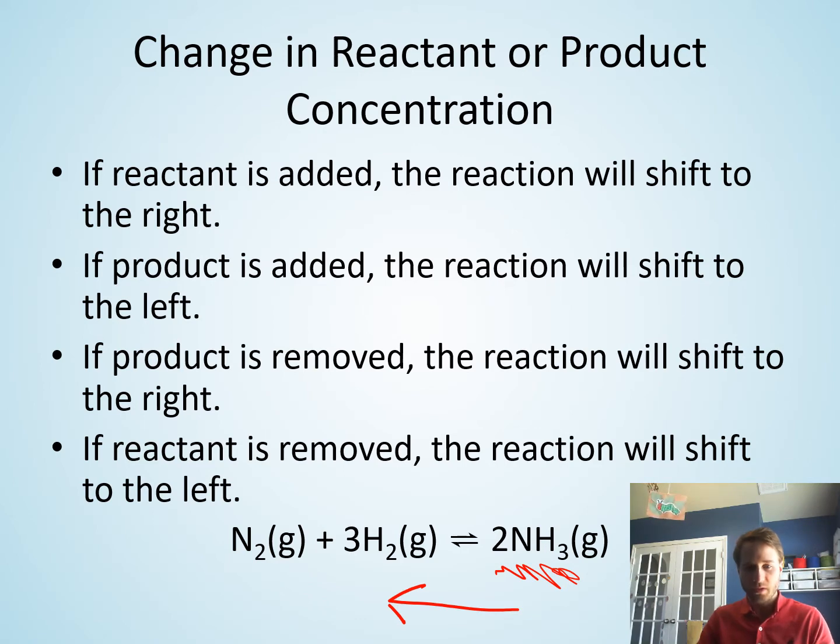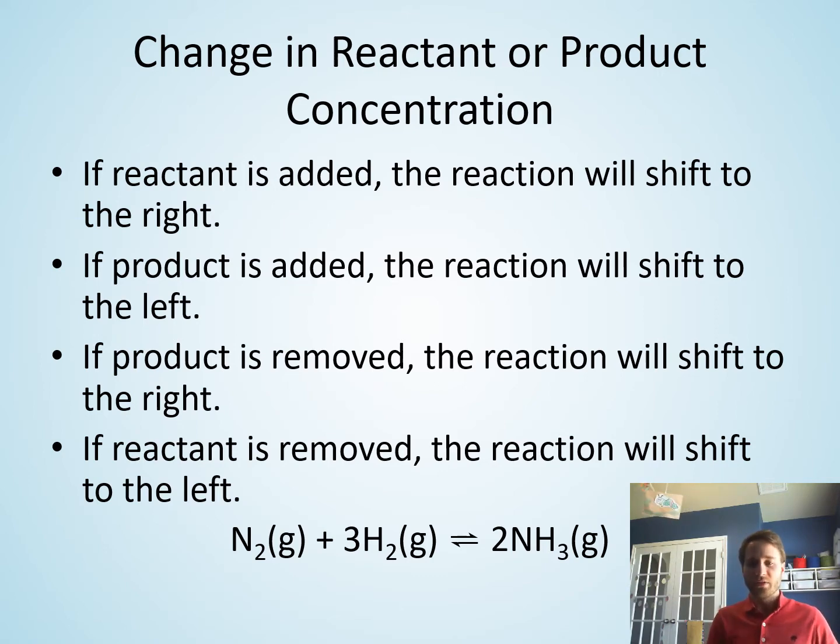Now, if I remove some amount of products, my reaction was at equilibrium and now I've removed some products. Let's pretend I remove all the products. I've got no products left, so my reaction is going to want to form products in order to reach equilibrium. You don't have to remove all the products, just some, and the reaction will go in the forward direction, to the right, and form more products. If I remove some reactants, the reaction in order to reach equilibrium has to form some of those reactants that you've just taken away, so it's going to go to the left and form some reactants.